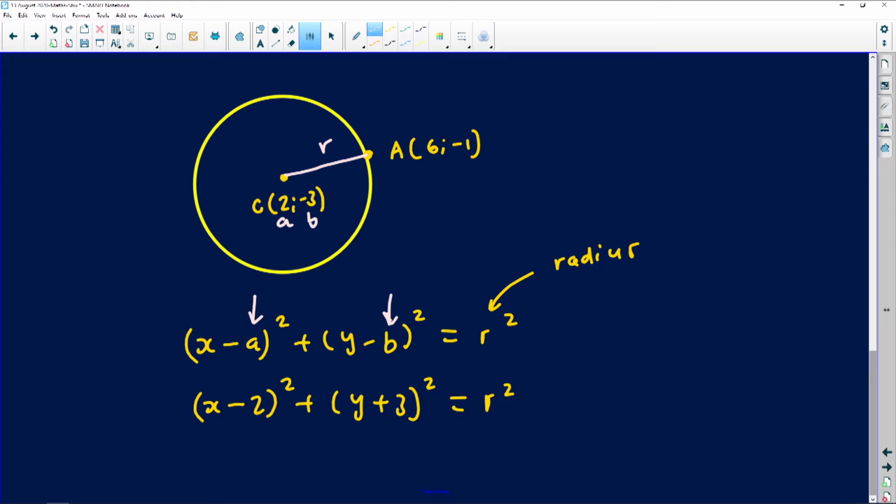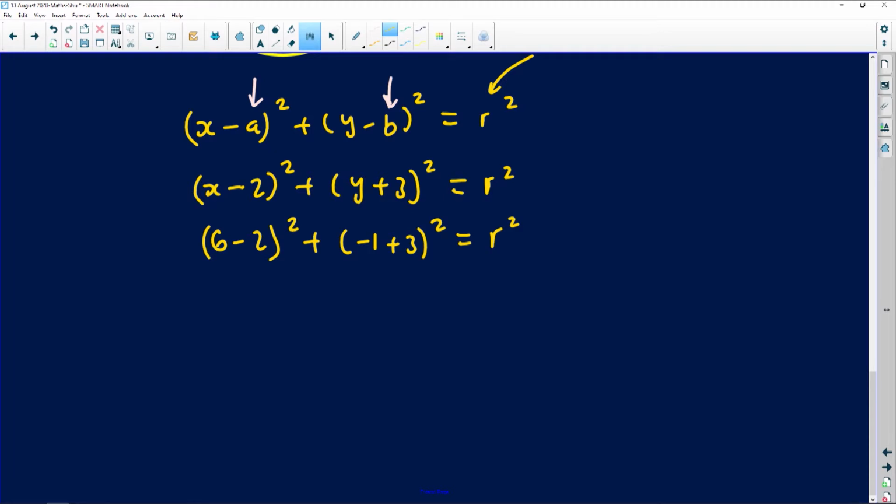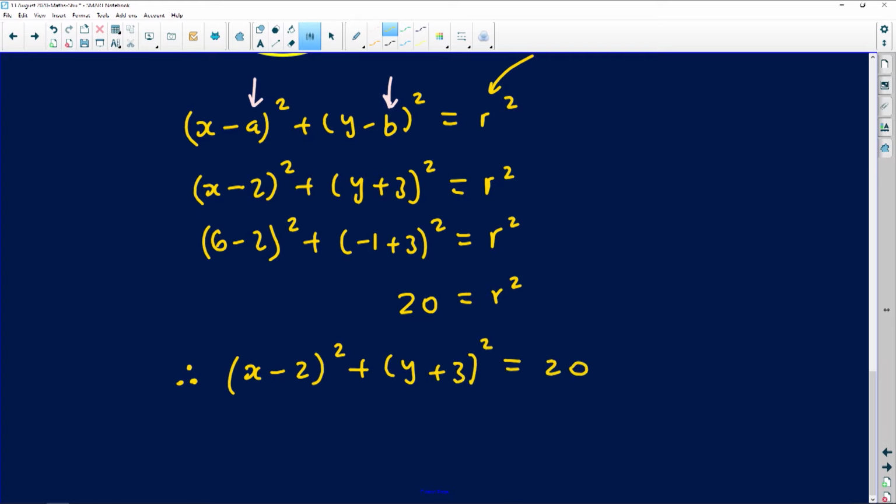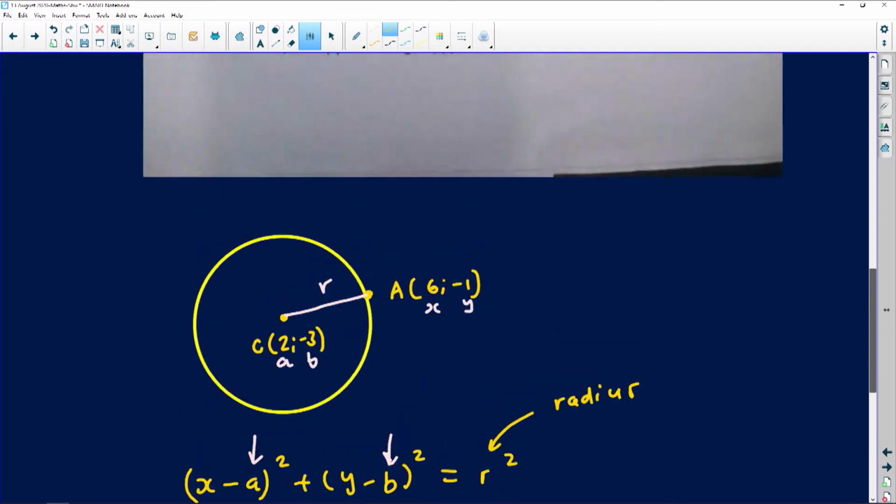Alternatively, I'm going to be smart about it by just taking the coordinates of A and sub them as x and y in the equation of the circle, because this circle does pass through point A. So where I see x, I'm simply going to put 6, and where I see y, I'm putting (-1 + 3)² = r². Once I'm done with this, then it's just a matter of cleaning up. It means my r² is going to be 2 squared, that's 4. This is 4 squared, which is 16. The sum of which will amount to 20. Therefore, the equation of the circle will be (x - 2)² + (y + 3)² = 20. Awesome question. Right. Let's move on to the second part of the question.